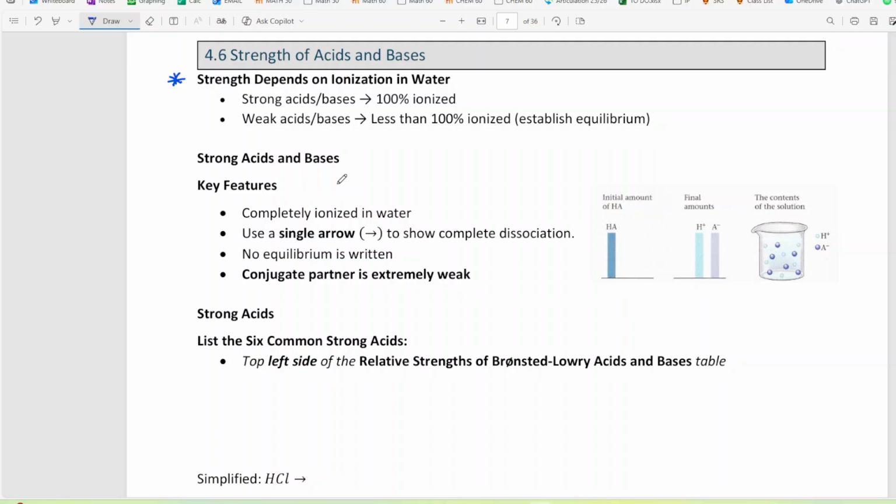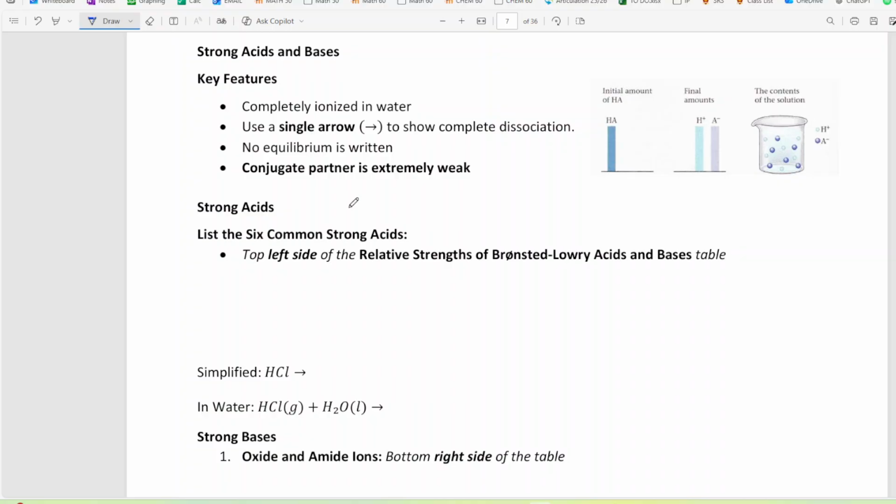So let's break this apart. Let's start with a discussion on strong acids and bases. The key feature is that they completely ionize in water. So we use a single arrow to show complete dissociation. We do not write the double arrow for equilibrium because the conjugate partner is extremely weak, right?